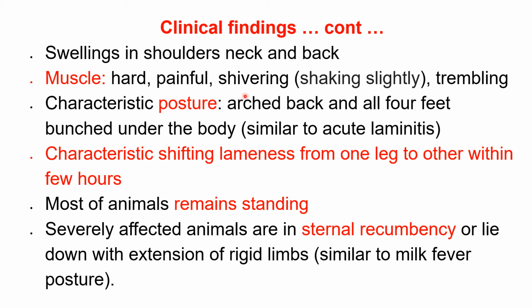There is shivering, shaking slightly, and shivering may be due to the rise in temperature. The animal feels chills, and there is trembling of muscles, means slight shivering and contraction of the muscles. In this disease, the animal exhibits a characteristic posture. There is an arched back posture, convexing of the back, and all 4 feet bunched close under the body.